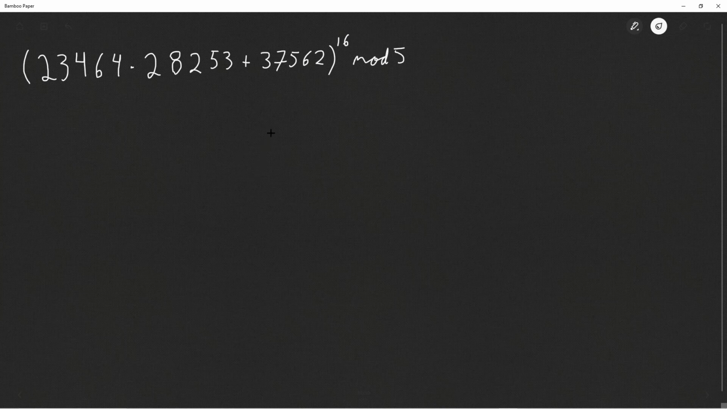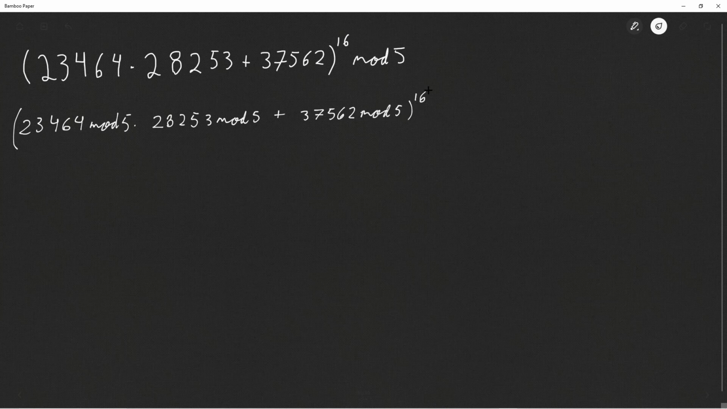So when we get an expression like this, we're able to take all the terms inside of our power and put them all mod 5. So we'll get 23,464 modulo 5 multiplied by 28,253 modulo 5 plus 37,562 modulo 5, all to the power of 16 modulo 5.